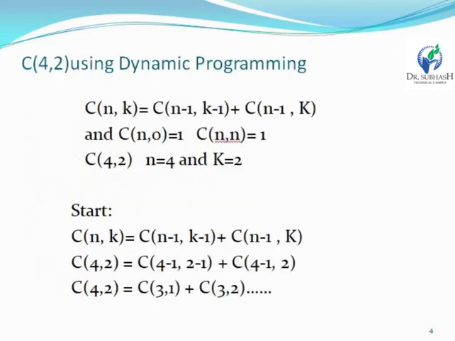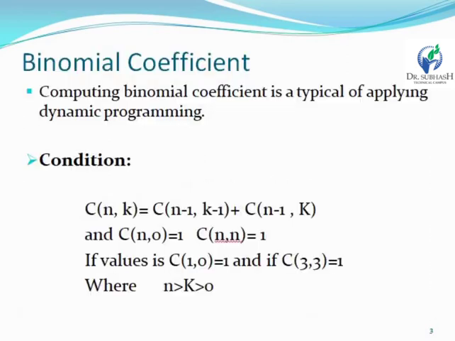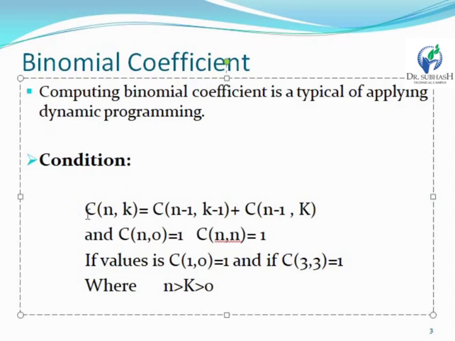Now first of all, this is the topic of binomial coefficient in dynamic programming. The condition is C of n, k equal to C of n minus 1, comma k minus 1, plus C of n minus 1, comma k, and C of n, 0 equal to 1 and C of n, n equal to 1. So if C of n, 0, it means C of 1, 0, 2, 0, 3, 0, 4, 0, all the values are 1. Second is C of n, n: 1, 1, 2, 2, 3, 3, all the values are 1.